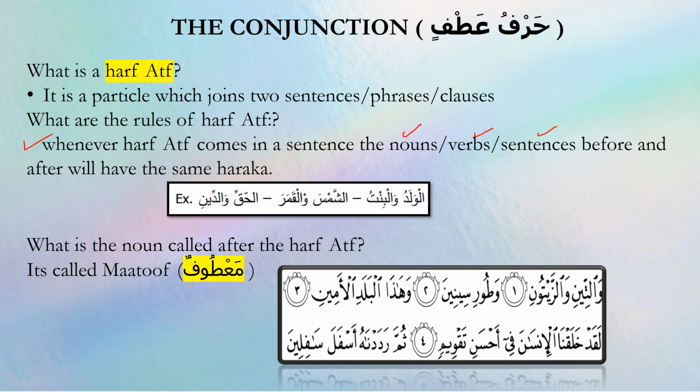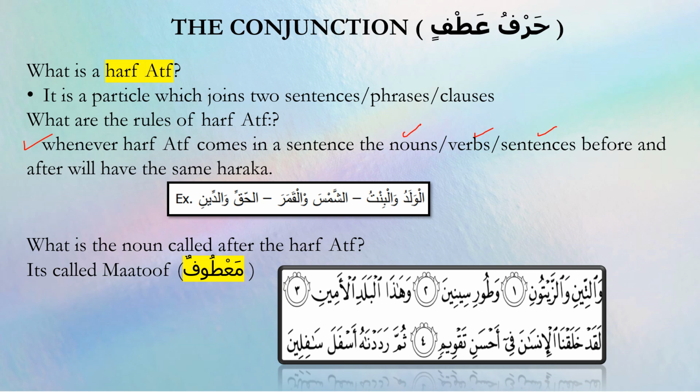If the noun has a dhamma before a waw, you will see a dhamma on the noun after waw. And if you see a verb, be it a past tense or a present tense or a command, you will find the same tense after the harf atf waw. Even for the sentence, if there is a jumla ismiya before a waw, you will find a jumla ismiya after the waw. If there is a jumla fi'liya before a waw, you will find a jumla fi'liya after the waw. So this is the main rule for the harf atf.